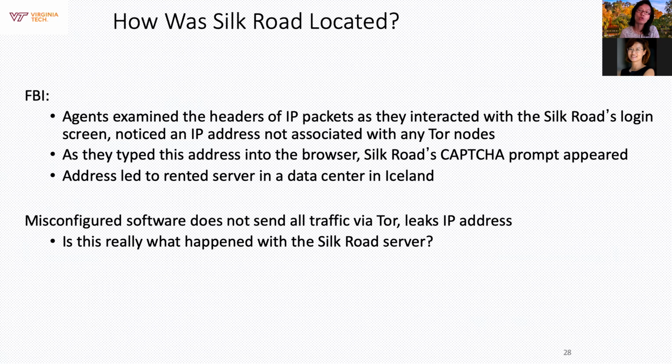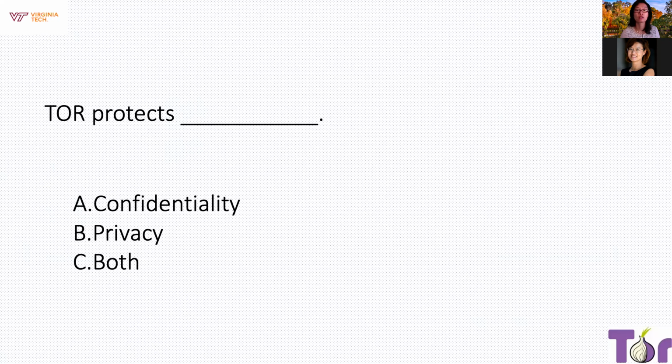So Silk Road was caught because some of the traffic didn't go through TOR, and FBI undercover agents noticed there's an IP address with some Silk Road connection, a login page, and that eventually is the point. So some misconfiguration caused that problem.